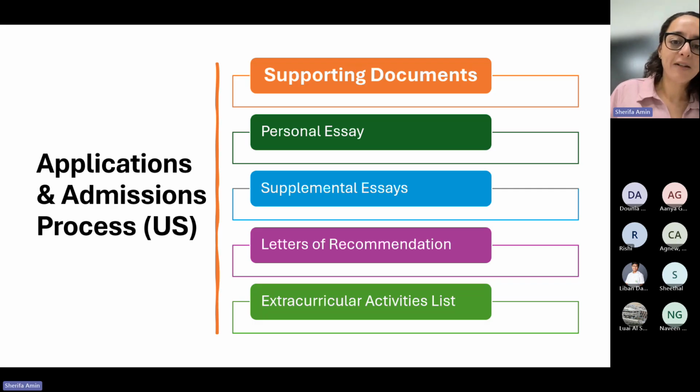Letters of recommendation are mandatory. In most cases, they require 2 from a teacher, 1 from me, and they highlight all sides of the student, their academic strengths, their leadership, and their personal character. And again, US universities highly value extracurriculars, and students need to submit an activities list, which shows what they've achieved in sports, music, volunteering, and internships.